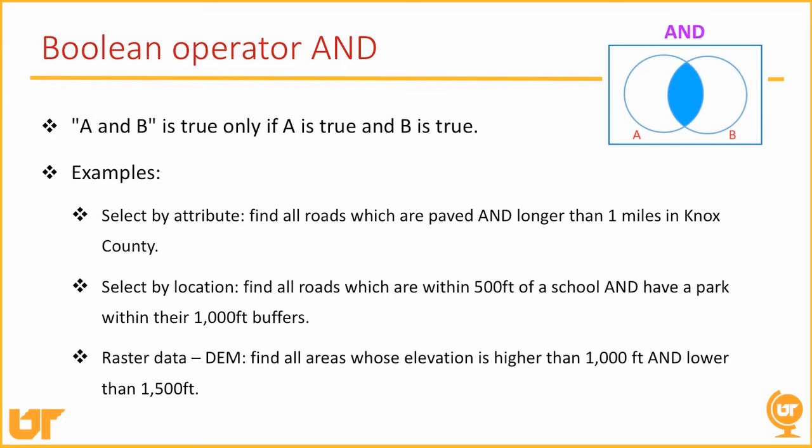On this slide, you see a couple of examples for the Boolean operator AND in select by attribute. For example, you want to find all roads which are paved and also all roads which are longer than 1 mile in Knox County. Another example is for select by location. Here you want to find all roads which are within, let's say, 500 feet of a school and also have a park within the 1,000 feet buffers, etc.